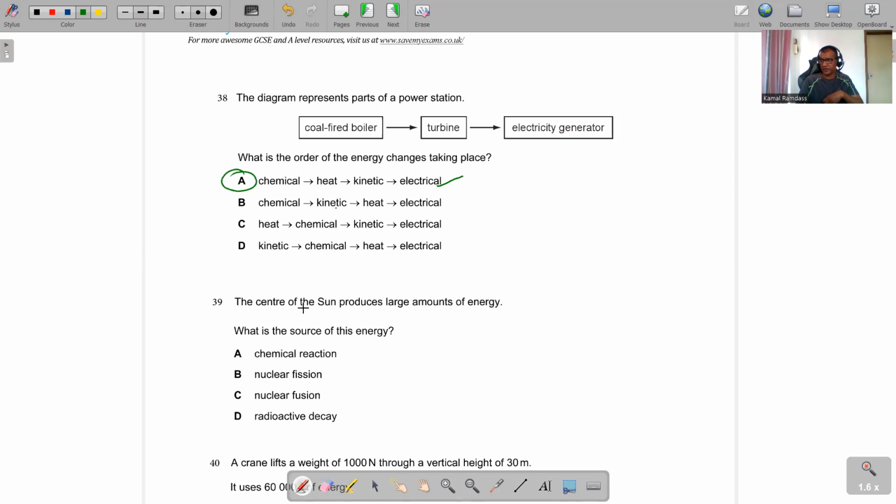No, that one is good. The sun, the center of the sun produces a large amount of energy by nuclear fusion.